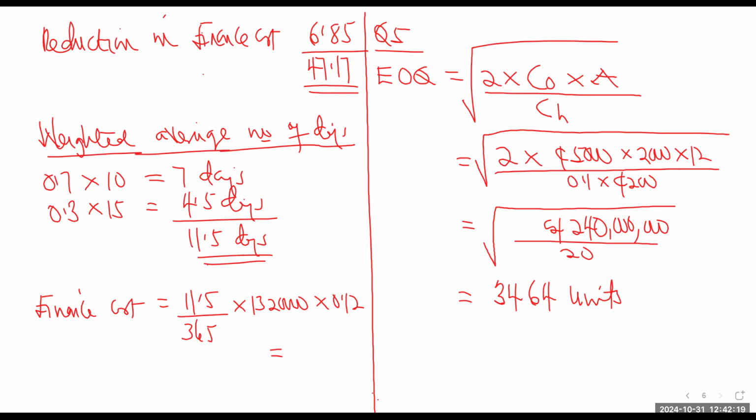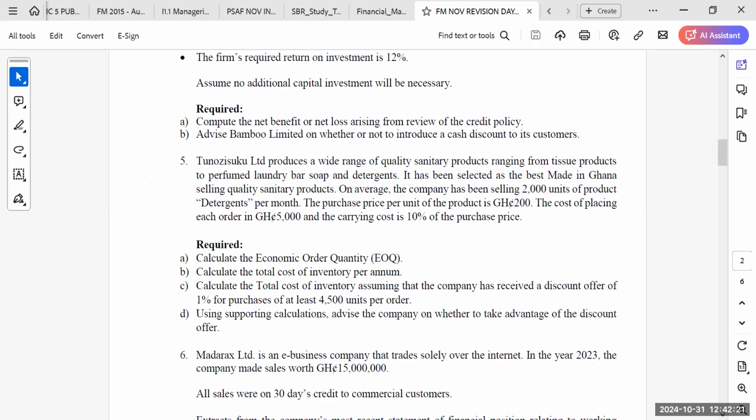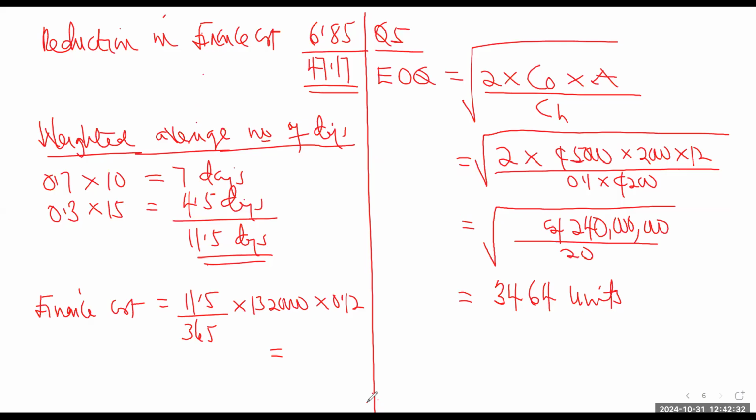Okay, so let's come to the next part. They say you should calculate the total cost of inventory per annum. What are the components of the total cost? The purchase price, ordering cost, and holding cost. So we need to calculate our purchase price. Purchase price will be 200 multiplied by 24,000. What are we having? 4.8 million.